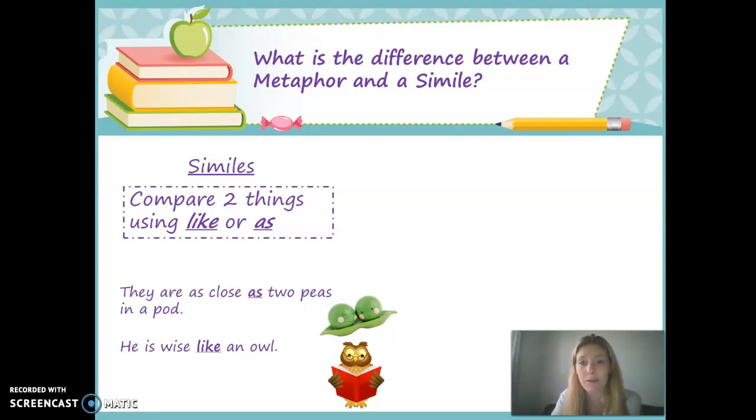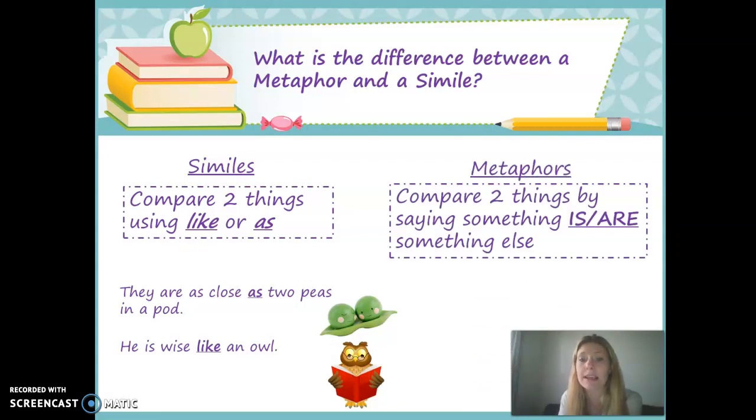In comparison to metaphors, metaphors compare two things by saying something is or are something else. Let's take a look at those two examples as metaphors. They are two peas in a pod. This time we see that the word are is used in the sentence. We're not saying they are like or as two peas in a pod. We are saying they are two peas in a pod, even though they are not physically peas in a pod. He is a wise owl. Notice we use is in the sentence to compare saying the person is an owl.